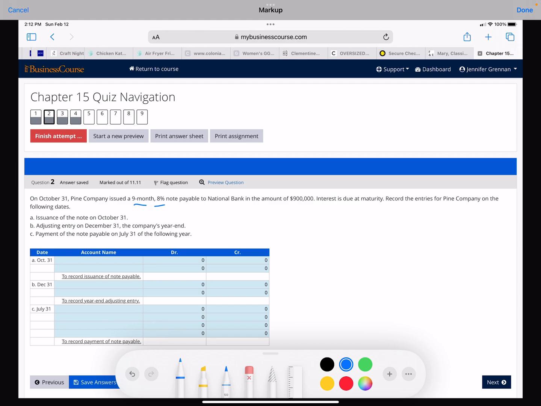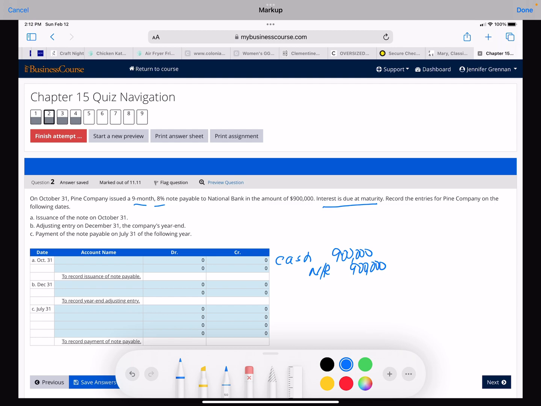So first thing, record the issuance of the note payable. Hopefully that one came pretty easily. We debit cash, $900,000, and we credit the note payable, $900,000. All right, when it comes to December 31st, we haven't paid the interest yet because it tells us the interest will be due at maturity.